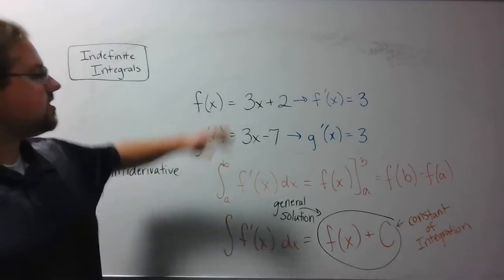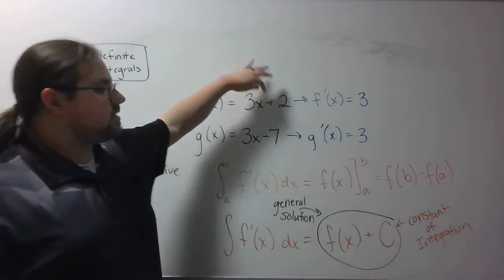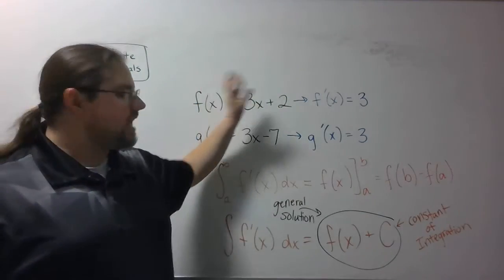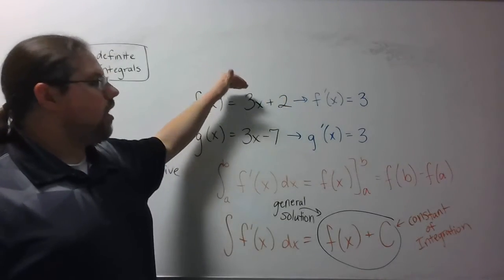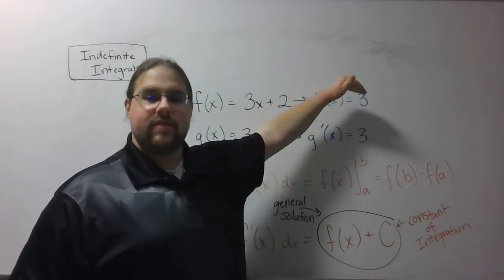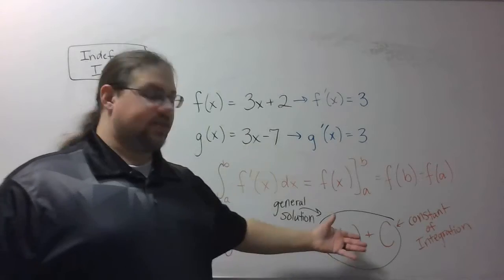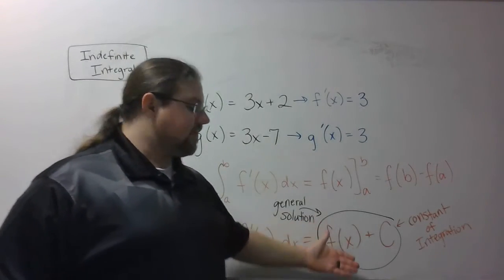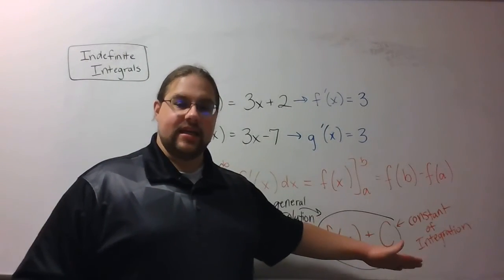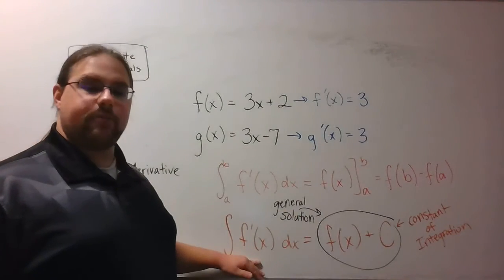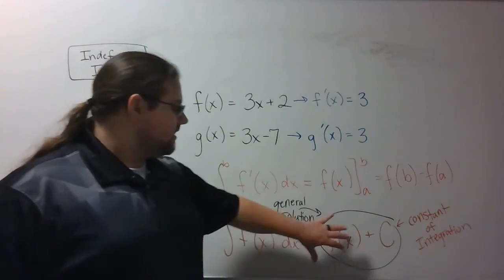And so that's the thing: if all I had to do was 3x plus any constant at the end, they would all have the same derivative. It would just be 3. And that's what this is getting at: if I took f of x plus C, its derivative is always going to be f prime of x. So again, this is a general solution.